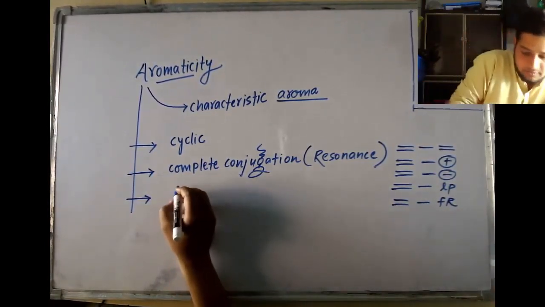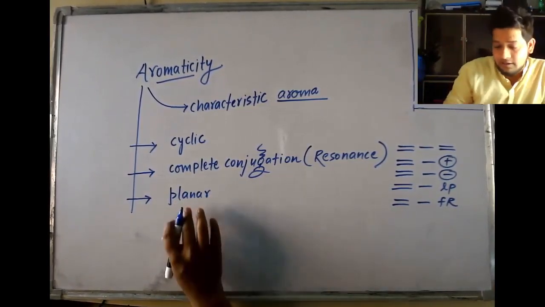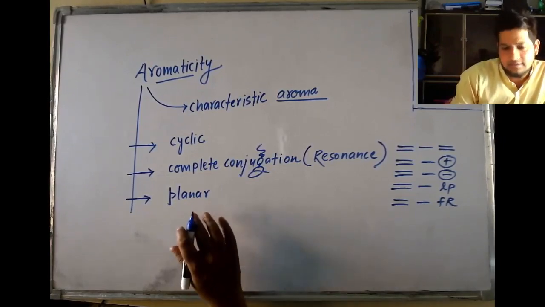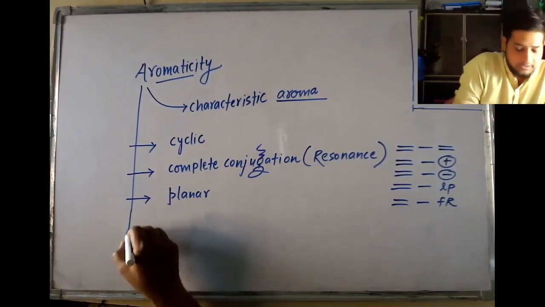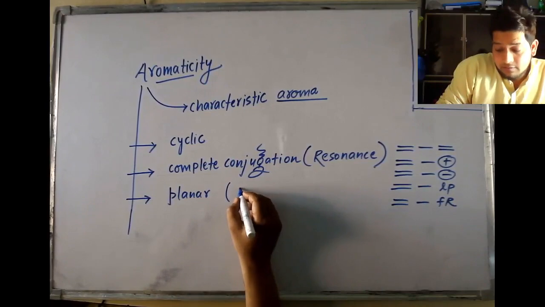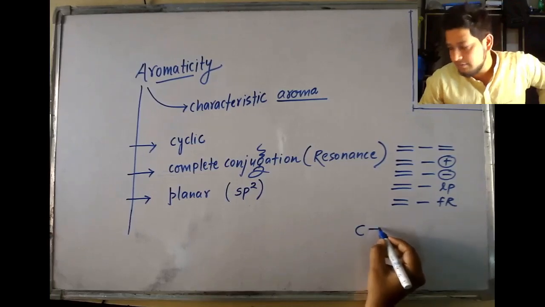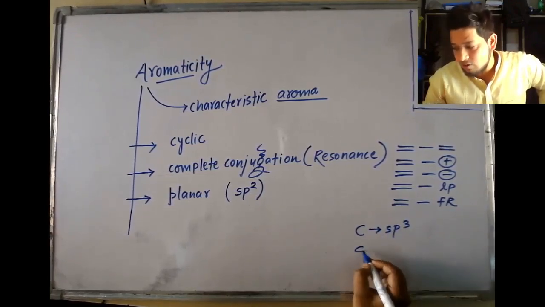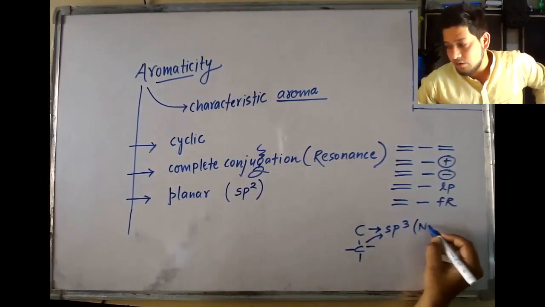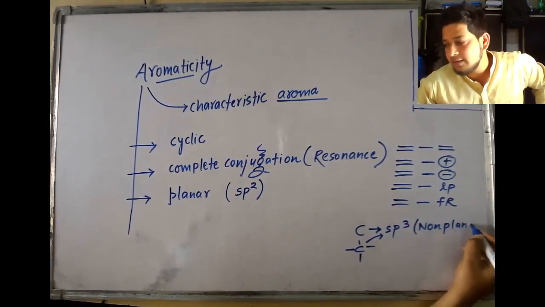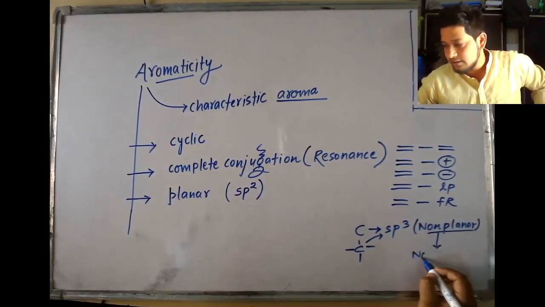And now the third one, the important one: the system must be planar. Planarity is an important criterion. If the system is planar, then we can consider the molecule to be aromatic. Not the guarantee, but it could be aromatic. For planarity, the carbon we are looking at must be sp2. If our carbon is sp3, meaning all single bonds with the carbon, then it will be non-planar. As we all know, sp3 carbons are tetrahedral in nature, so non-planar, and hence it is called non-aromatic.